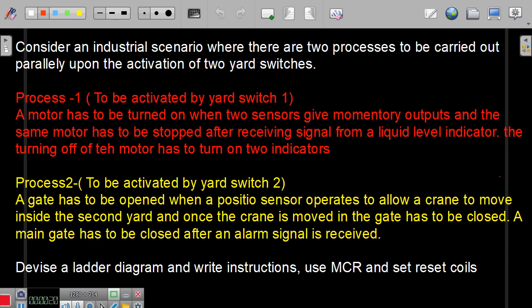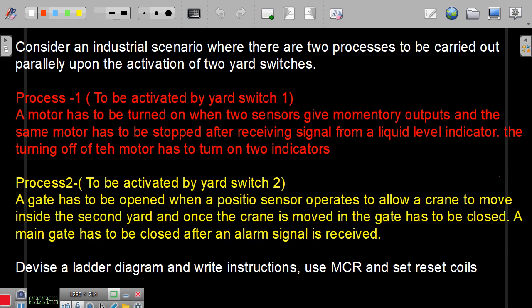Please note this problem. Consider an industrial scenario where there are two processes to be carried out parallelly upon the activation of two yard switches. So let me tell you what exactly is the meaning of the different input and output devices that you are going to use here. Upon the activation of two yard switches, now the process 1 is to be activated by yard switch 1.